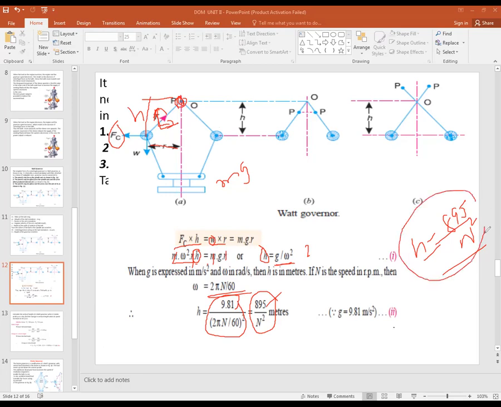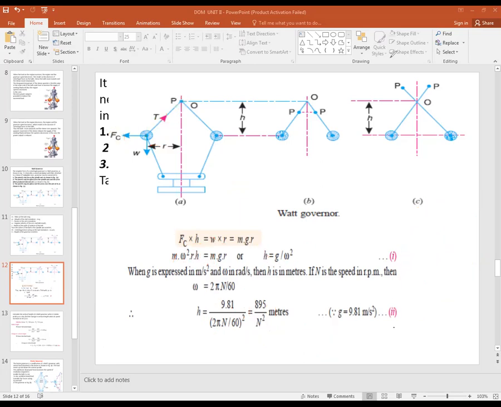This is the formula. The formula is for what? Watt governor. The formula for watt governor. In order to calculate the height of the ball or height of the governor, in order to calculate the height of the governor on a watt governor, the formula is 895 by N square. This is what the formula is.